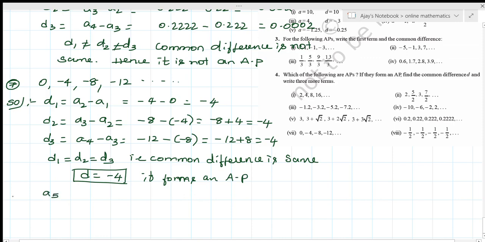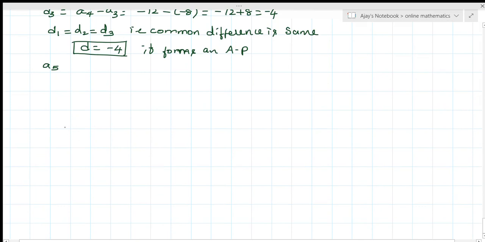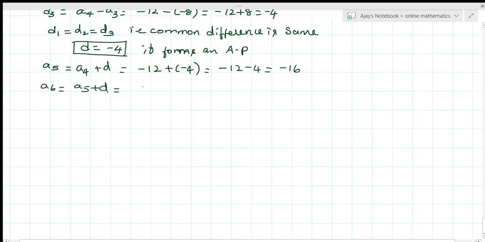Clearly 4 terms are given, so I have to find the next three terms, that is A5, A6 and A7. So what is A4 given? A4 given is minus 12. So A5 is A4 plus D. A4 is minus 12 plus of minus 4. So plus into minus is minus, minus 12 minus 4, it is minus 16. So A6 is A5 plus D. A5 is minus 16 plus of minus 4, it is minus 16 minus 4.